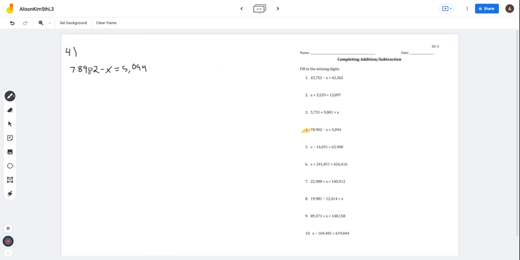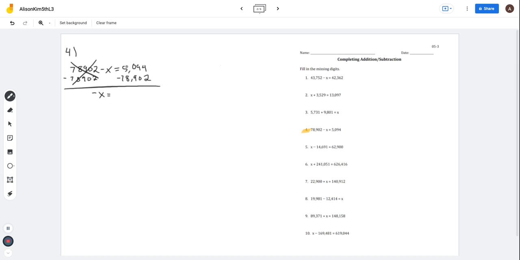The basic gist of this one is that we want x to be alone, so we're going to have to get rid of the 78,902 on the left side, and we can only do that by subtracting it. So we're going to subtract 78,902 from the left side, and we're going to do the same to the right side. So we're going to get 78,902. Now, when you subtract 78,902 by itself, then we just get 0, so we can just cross it out. And on the left side, we're going to be just left with negative x.